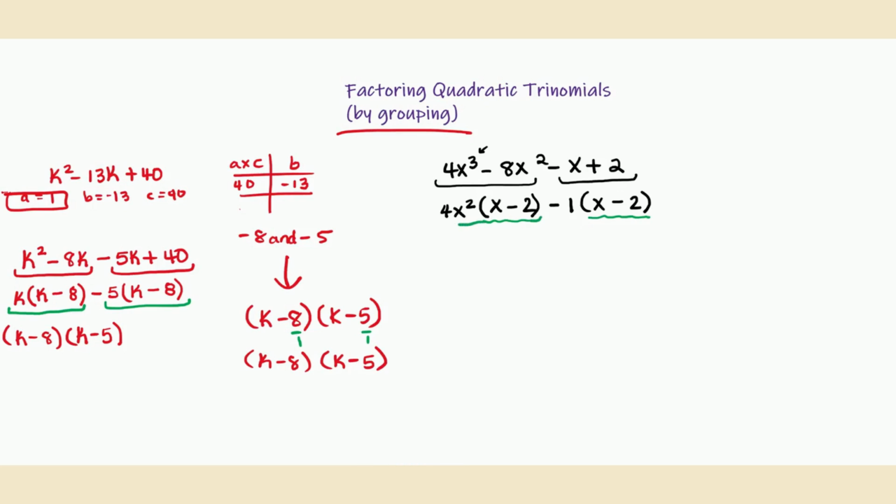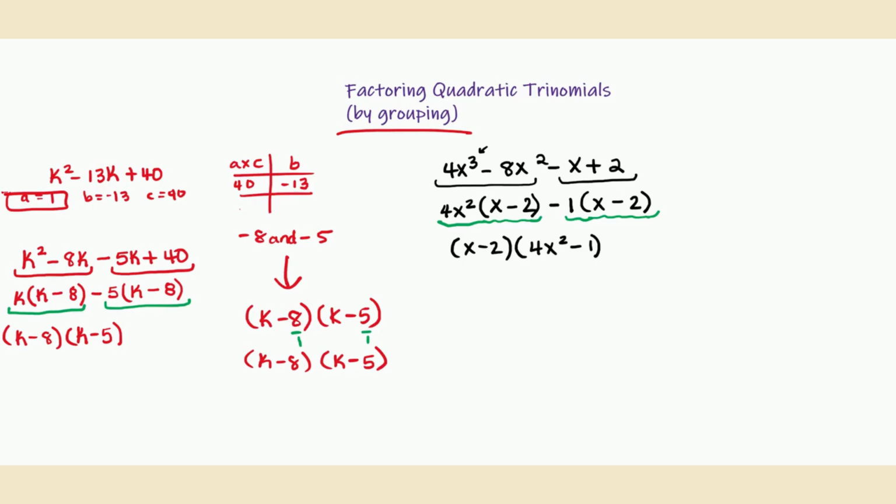Now this is one term, and this is another. They both have x minus 2 in common. And remember, factoring out, or to factor, is really to take out what is in common and write it as a product, so that when you multiply, you get what you started with. So we're going to take out the x minus 2 that we have in common, and then what we're left with is 4x squared minus 1.